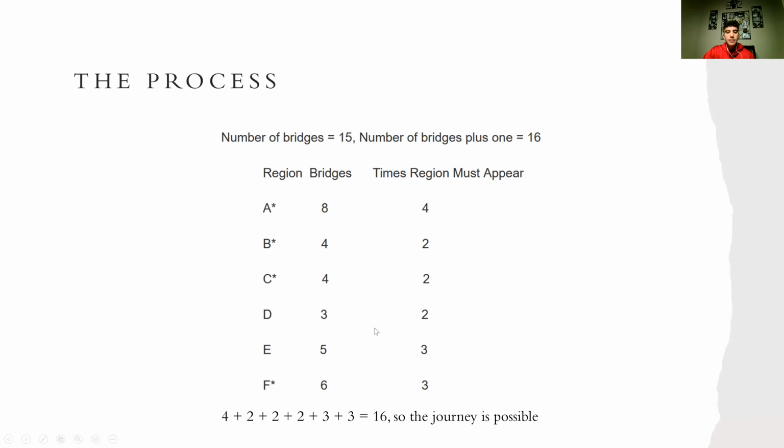If you notice a pattern, there are 2 regions that are odd. That is because one region is for entrance and one region is for exit, and so those have to be odd. It's a shortcut: if you have 2 odd regions and the rest are even, then most likely it will be possible. As you can see, when you add the number of times the region must appear, it equals 16, which is equal to the number that we desire.